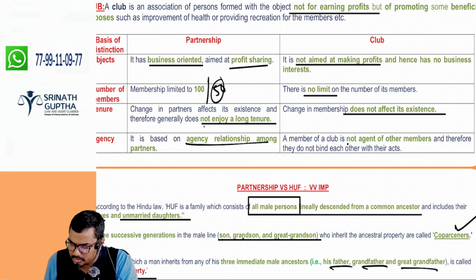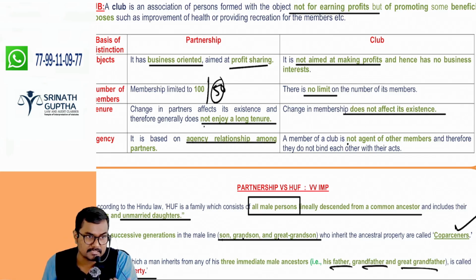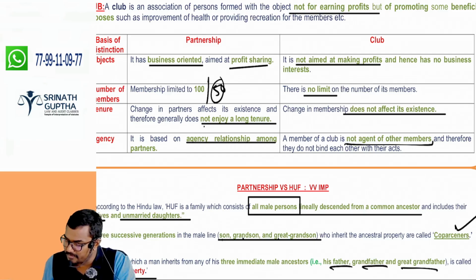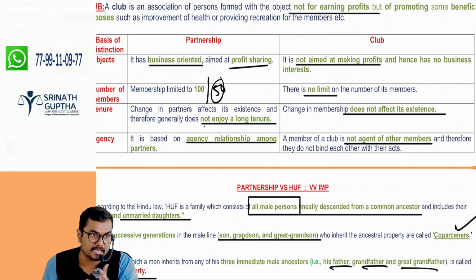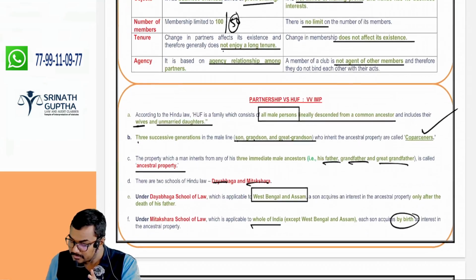In partnership, there is a mutual agency among the partners. If one partner does something, the other partner is liable. But here, if one member does something, the other member is not liable. There is no mutual agency among the members of the club.